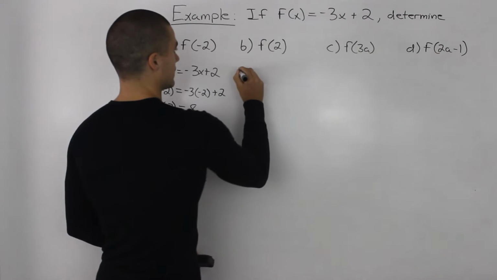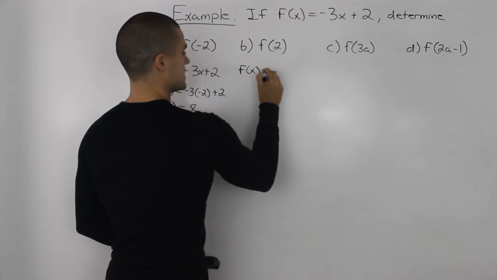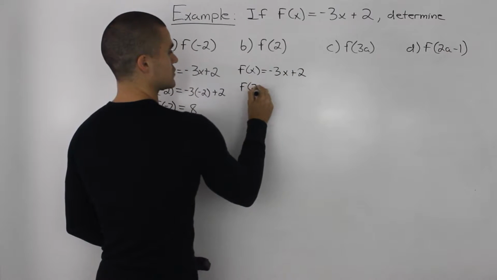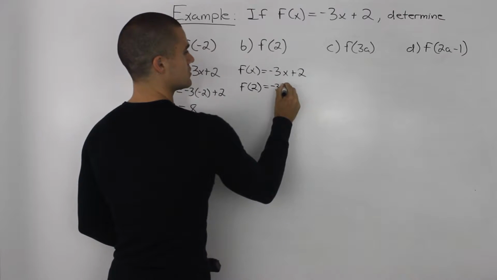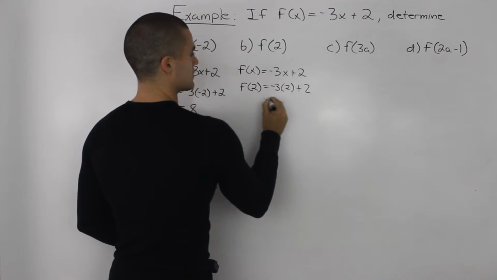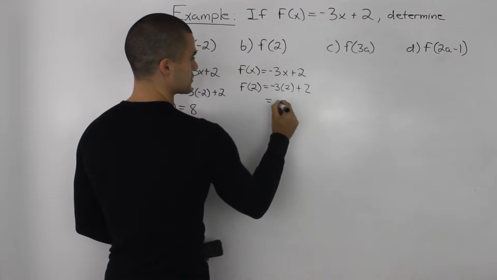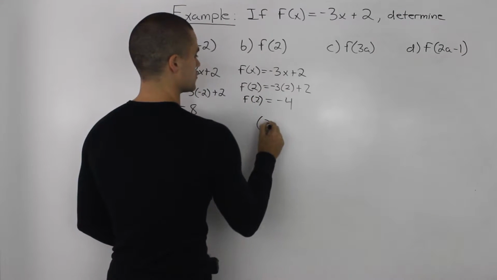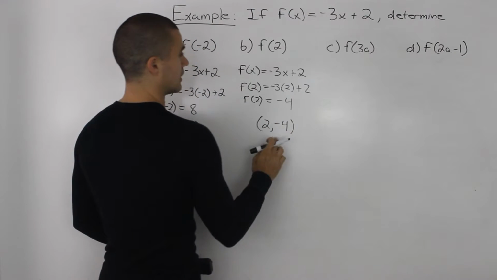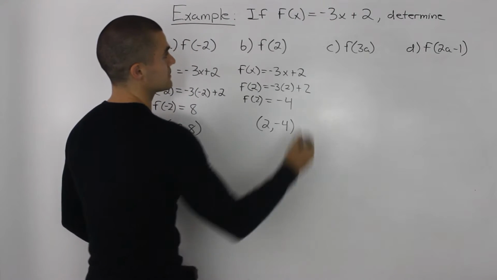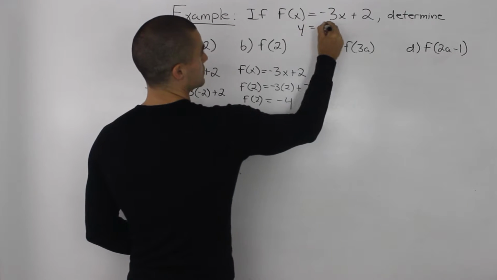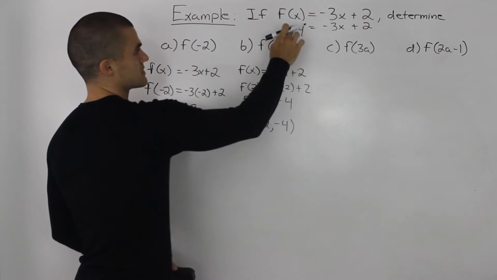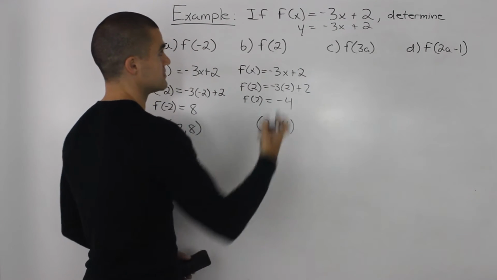Okay, so next one, let's rewrite the general function as is. And then we're finding f of 2, so you just plug in 2 for x. So negative 3 times 2 is negative 6, plus 2 is negative 4. So 2 and negative 4 lies on this line as well. Now this line you could also rewrite as y equals negative 3x plus 2, because f of x is just another way to write the dependent variable.